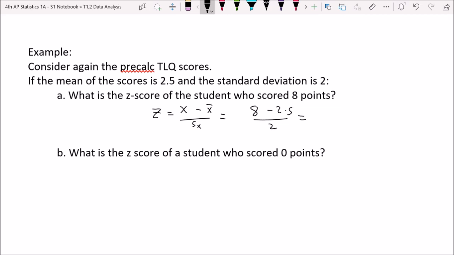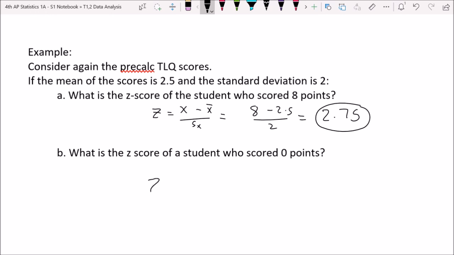I'm going to type that in my calculator. And the z-score is 2.75. And so that indicates that by scoring an 8, they scored 2.75 standard deviations above the mean. Pretty darn good.